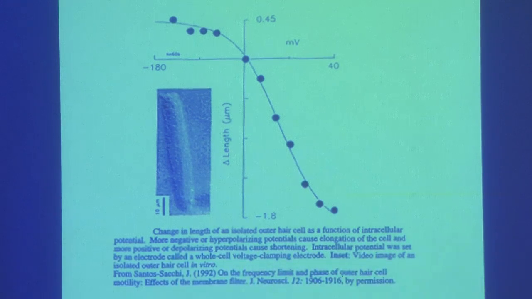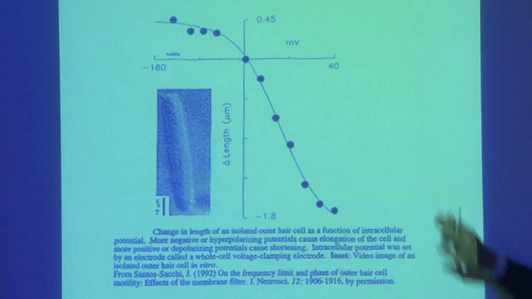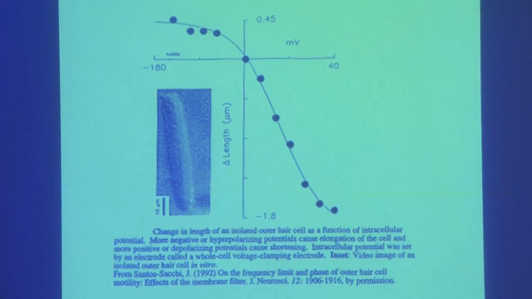Now, that means this outer hair cell, and I should say outer hair cell, these are outer hair cells, because when you do the same experiment with an inner hair cell or any other cell in the body, you don't get a contraction. So it's peculiar to outer hair cells. Make sure you know that. Outer hair cells are the ones that are motile. This process became known as electromotility.